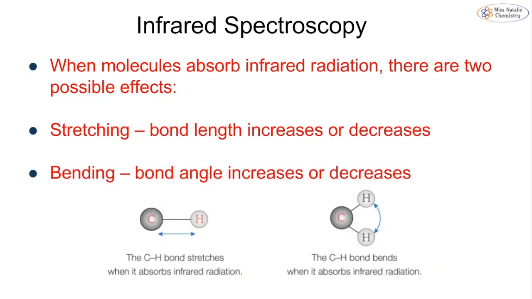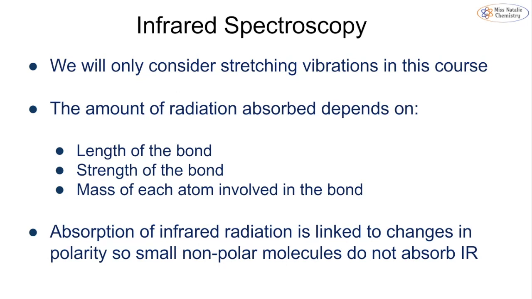Now, when our molecules absorb infrared radiation, there are 2 possible effects that we can have. We can either have the bonds stretching, like this, so going back and forth, or we can have the bonds bending and moving like that. Now, in International A-level, we only consider the stretching vibration, so you don't need to worry about the bending.